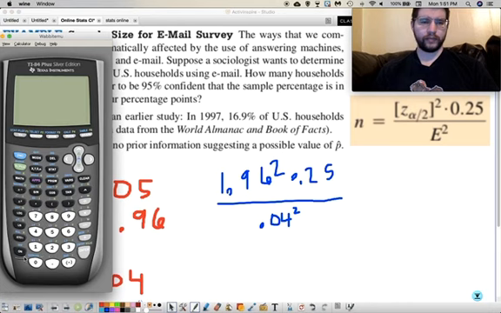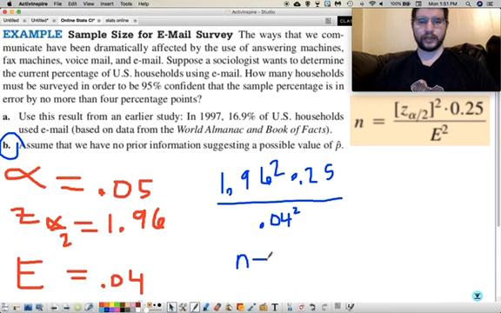I'll use the TI this time. Again, always put your numerator in parentheses. Don't forget to square things. Divided by, put your denominator in parentheses. And don't screw up like that. Squared, then close parentheses. 600.25. Again, we have to round up. So that would suggest N is 601.